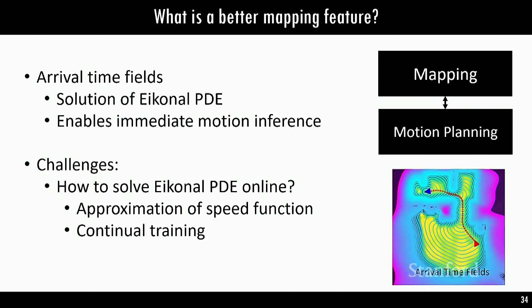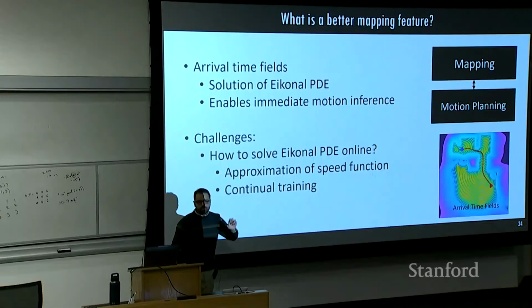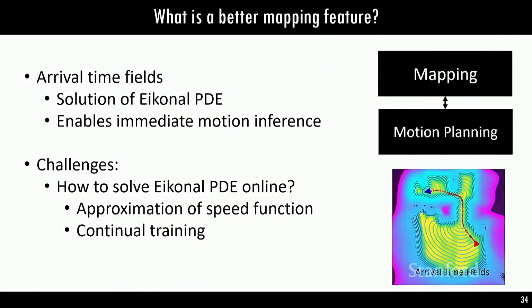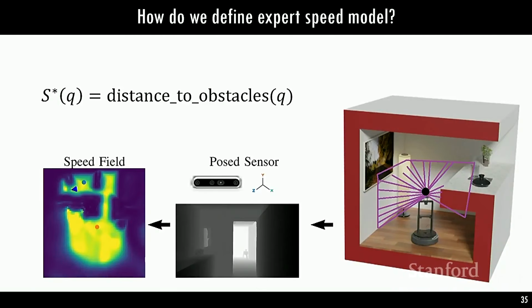So the answer is yes. If you can learn maps as a travel time function, then you don't need any planner. You just follow the gradient of that travel time, and it will give you a trajectory.